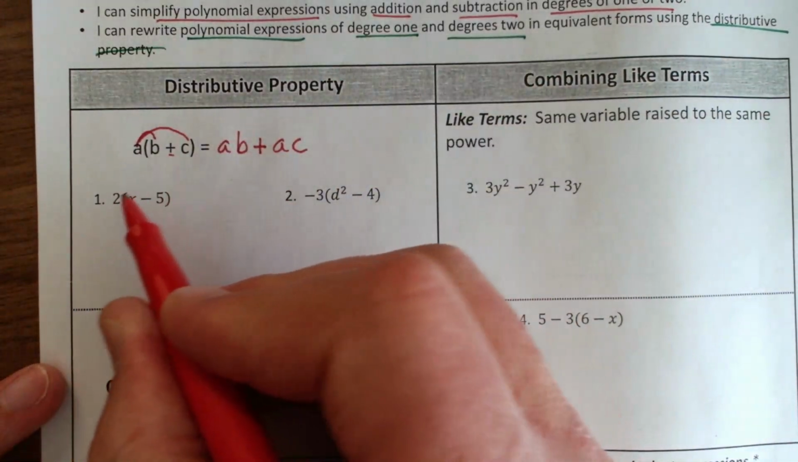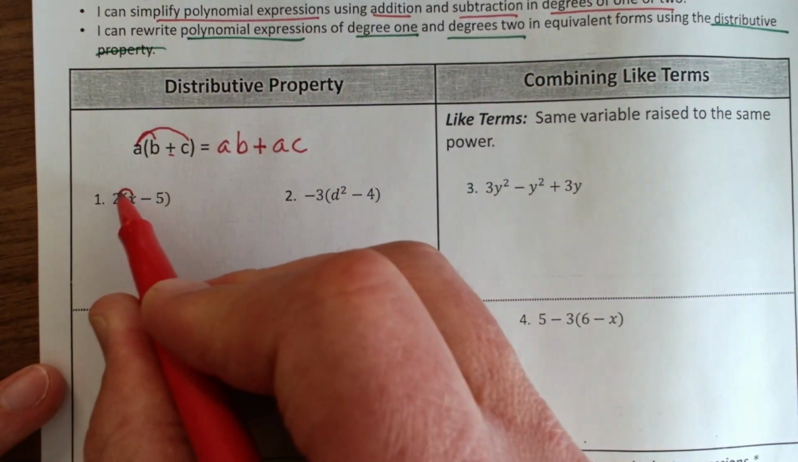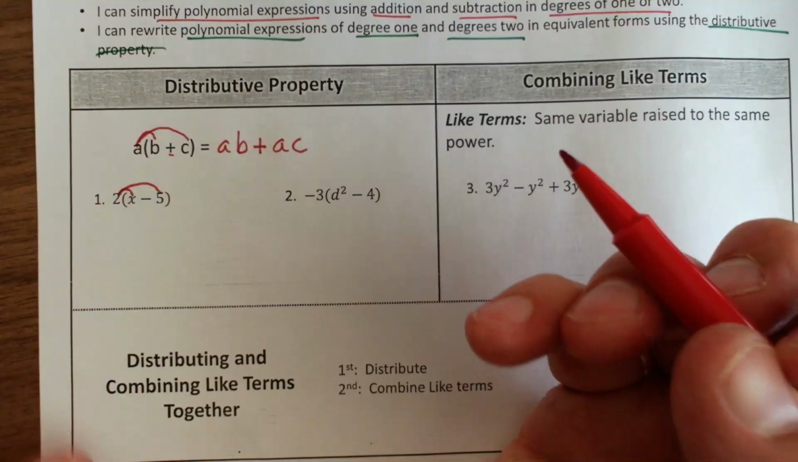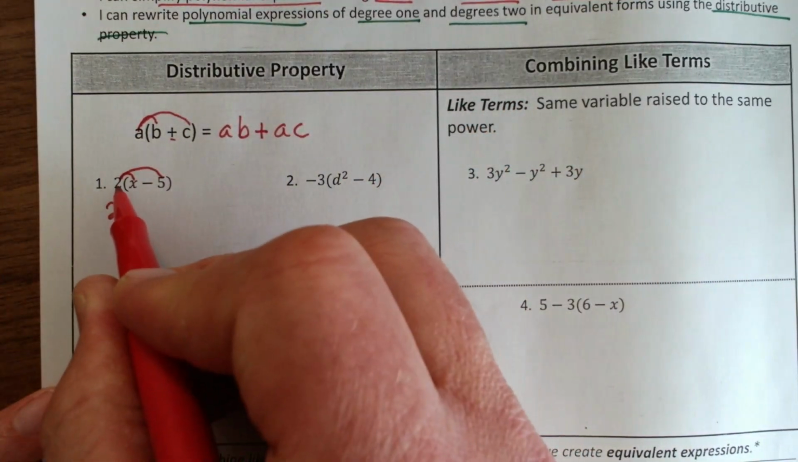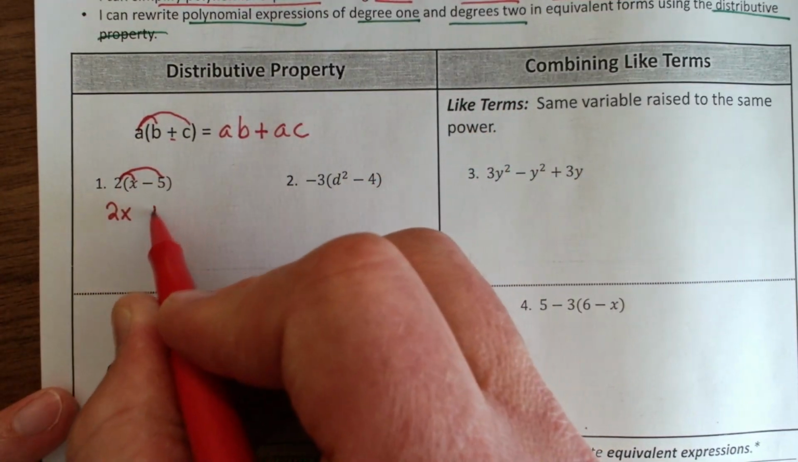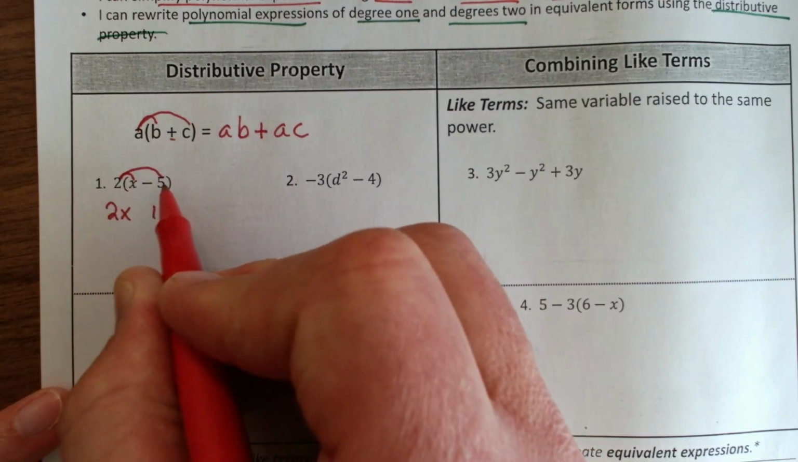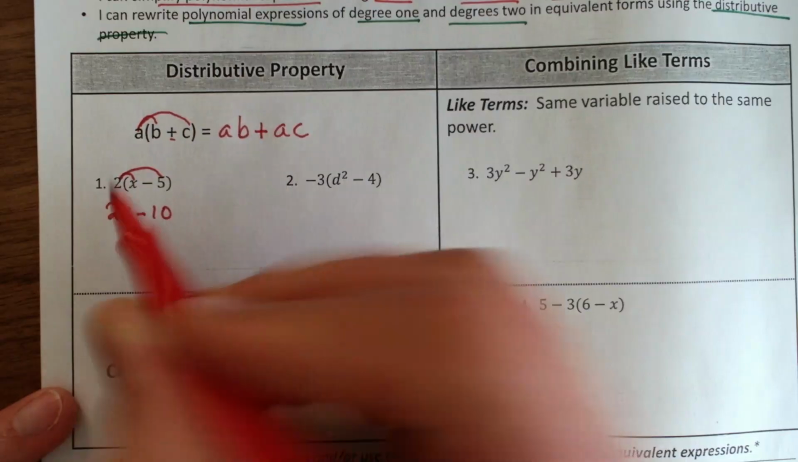So here, we would distribute this 2 to both the x and the negative 5. This becomes 2x. 2 times 5 is 10. Positive 2 times negative 5, that's negative 10.